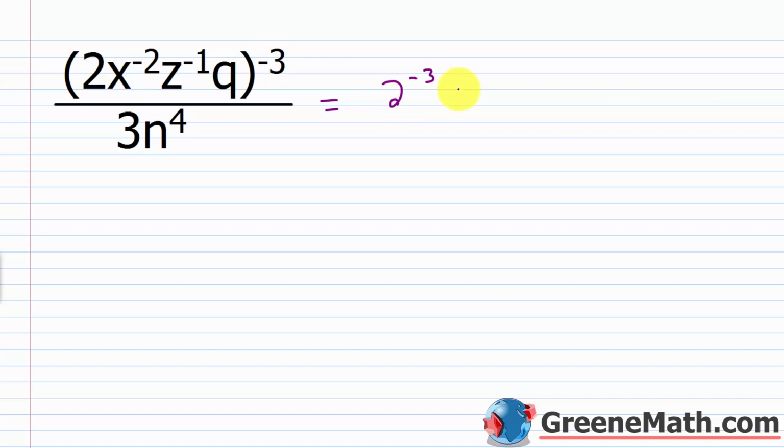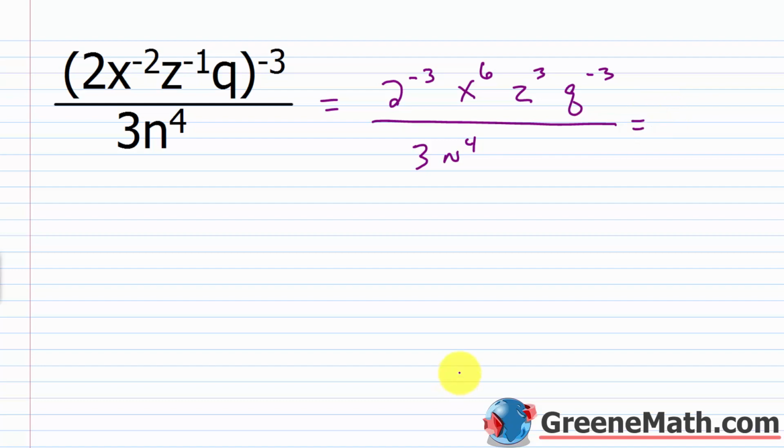So what do I do there? I keep my base x the same. I multiply exponents. Negative 2 times negative 3 is positive 6. Z to the power of negative 1 is raised to the power of negative 3. Keep z the same. Multiply negative 1 times negative 3. That's 3. And then q is raised to the power of negative 3. Okay? And this is over 3n to the 4th power.